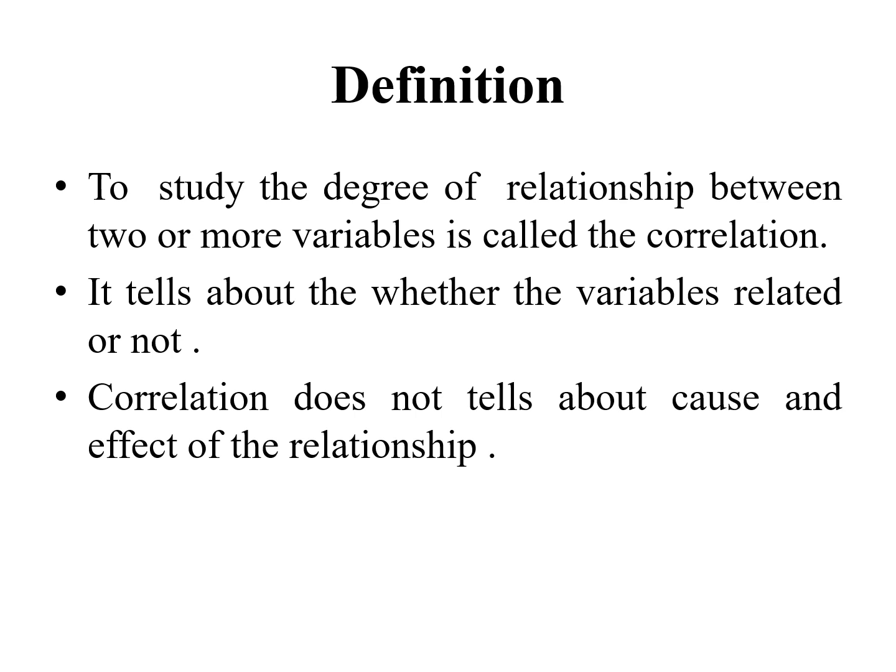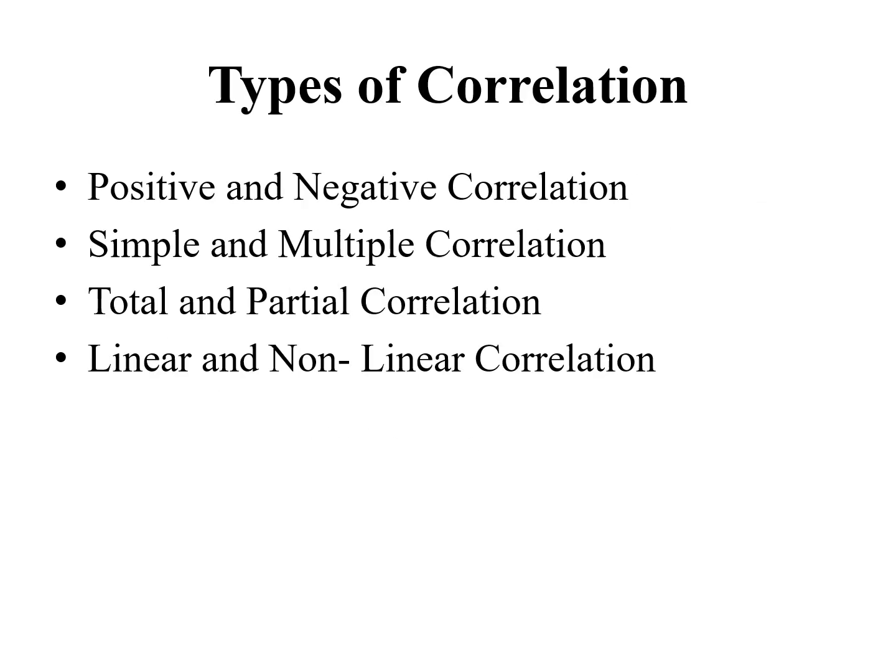Correlation tells about whether the variables are related or not, but it does not tell about the cause and effect of the relationship. So correlation is used only to show whether the given x and y variables are related or not, but it does not tell about the cause and effect of the relationship. So next one, types of correlation.